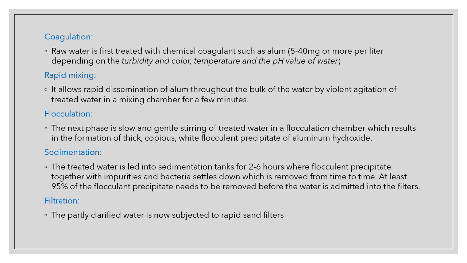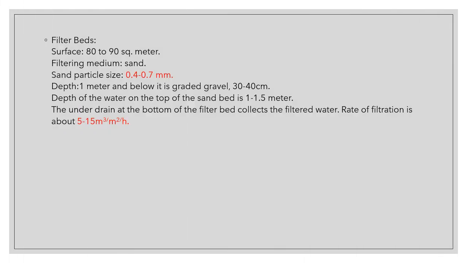This is where the partly clarified water will be subjected to rapid sand filters. We're going to talk about this in more detail. Like when we talked about the sand beds in the slow sand filter, the rapid sand filter has filter beds. The surface area is 80 to 90 square meters. The filtering medium is also sand. The sand particle size is a bit larger, 0.4 to 0.7 millimeters. Depth is also 1 meter. It also contains graded gravel. The depth of the water is the same. It's 1 to 1.5 meters.